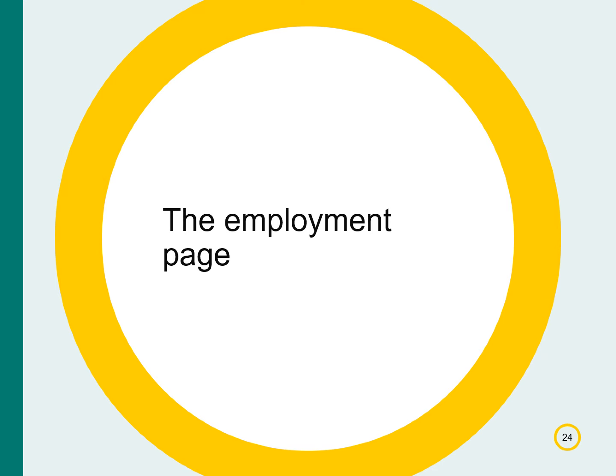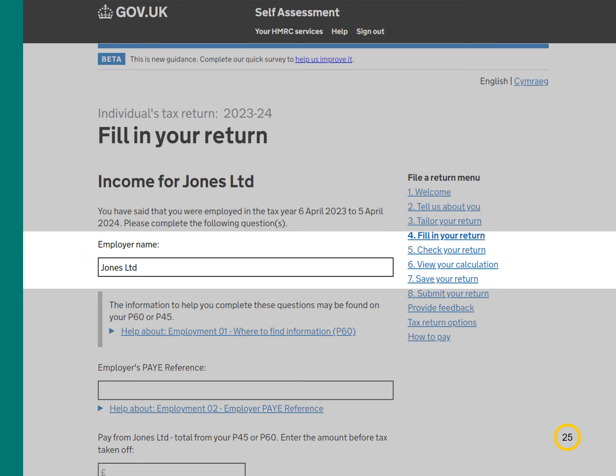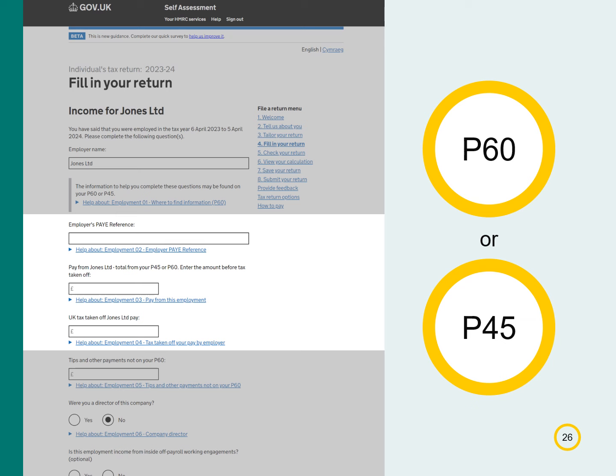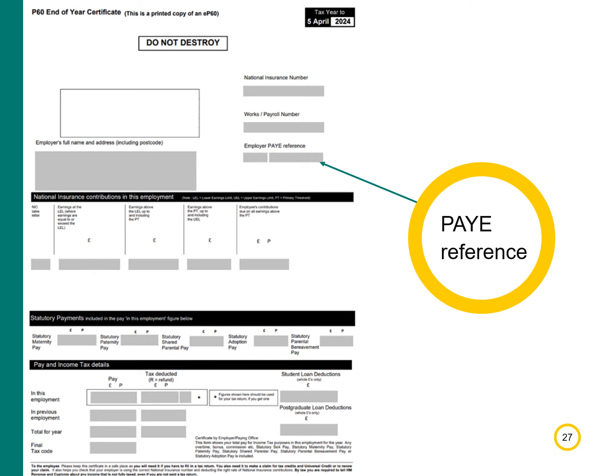Let's look at the employment page of the online tax return. The employer's name will always be completed, as you gave this in the Tailor Your Return section of your tax return. To check or fill in the details for these next three boxes, you'll need your P60 or P45. The employer's PAYE reference in our example is at the top right of the P60. It would be unusual, but if your employer doesn't have a PAYE reference, enter the word none.